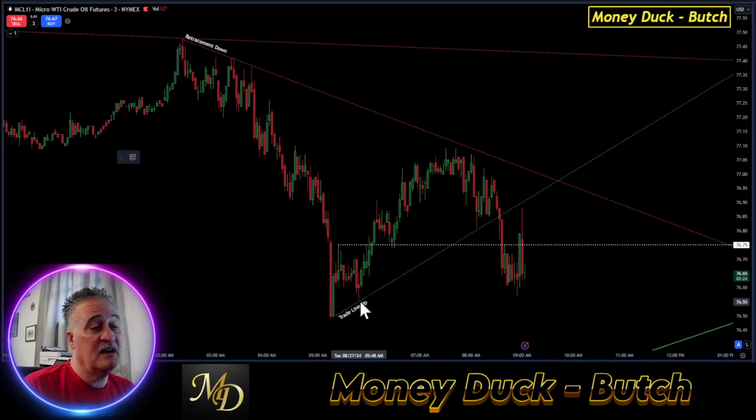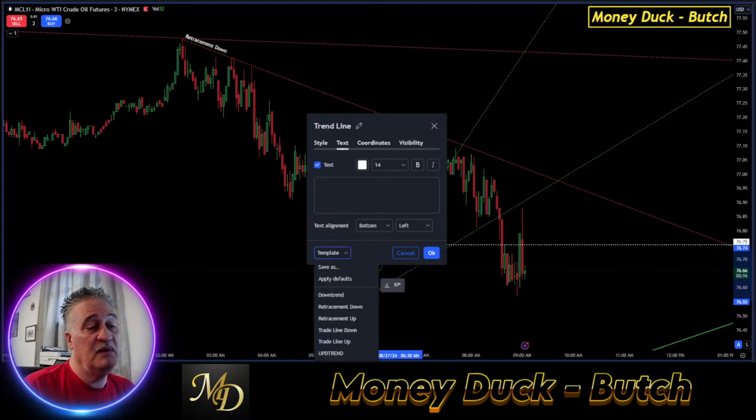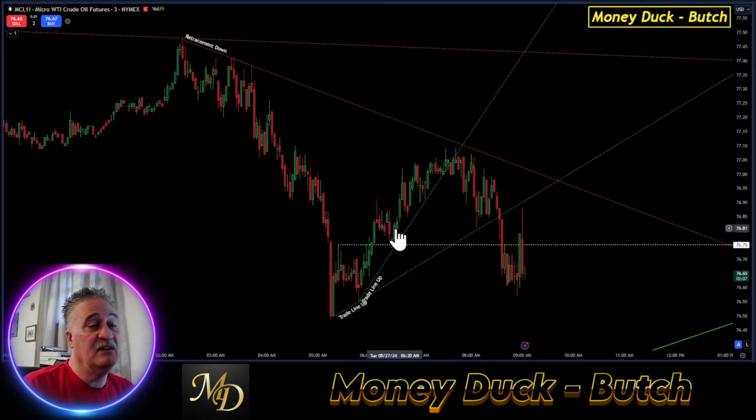So this is going to be my more aggressive trade line. But that's the one I'm trading. That's the one I'm in on. And that's why I call them trade lines, because they're not going to stay on my chart long term. And that would have been your line because you got in on this candle.